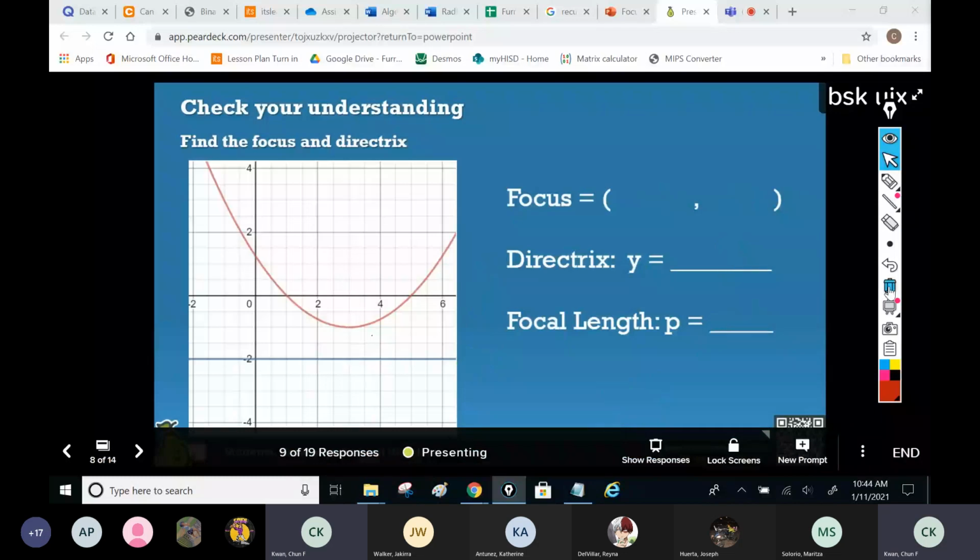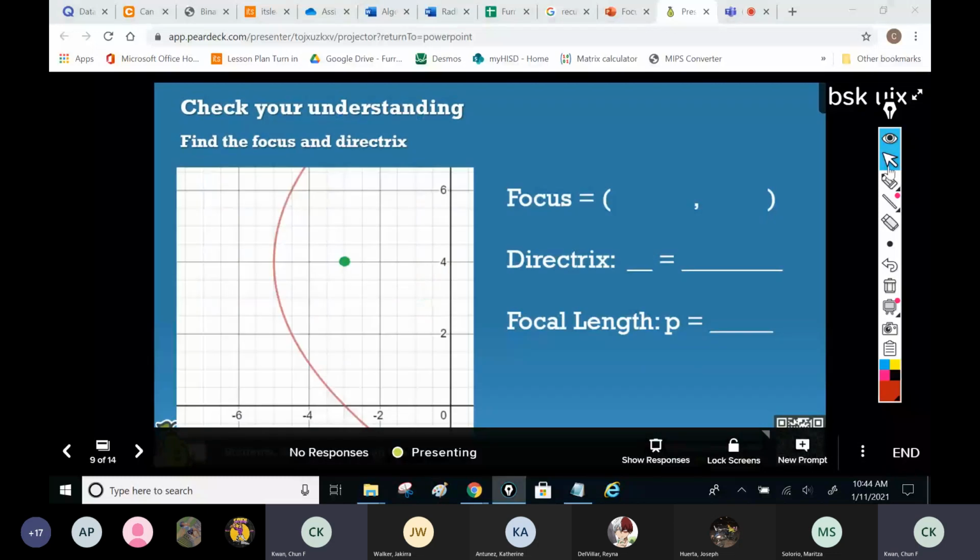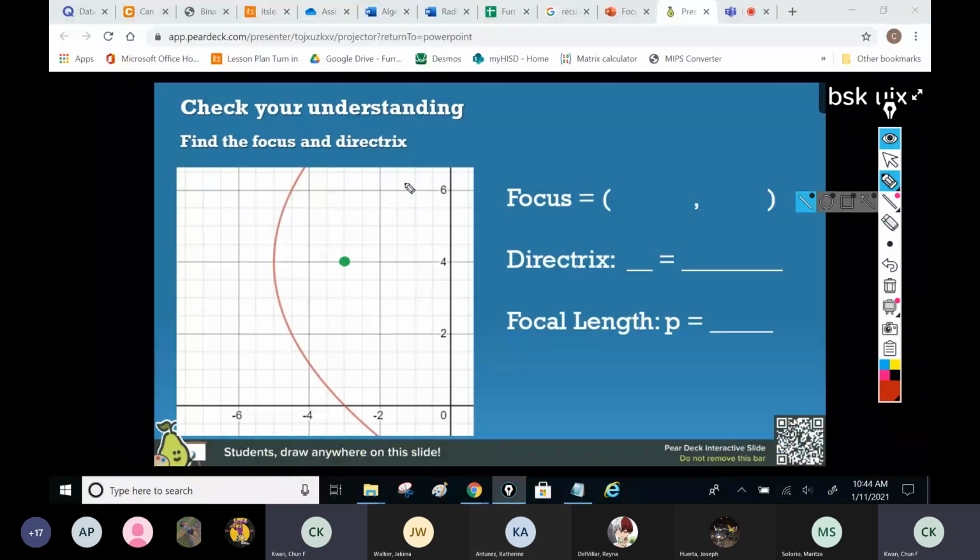All right, let's try one more. Give it a try. I'm giving you this graph right here. This time I'm giving you the focus. The line itself tells you the vertex. So now you have to find the focal length.